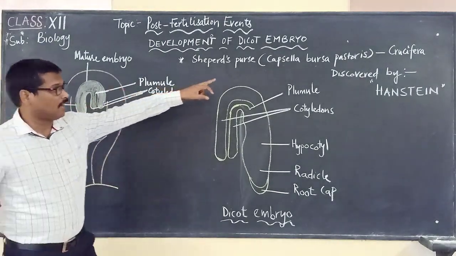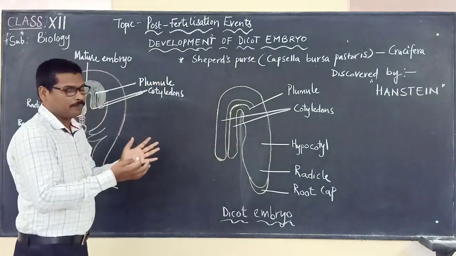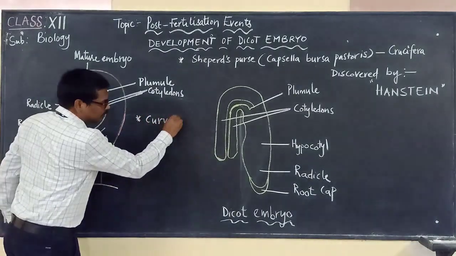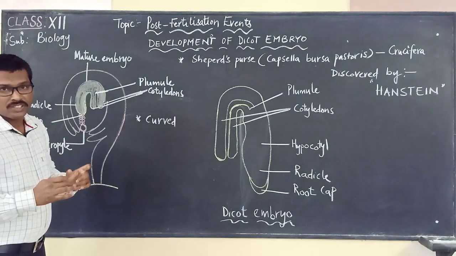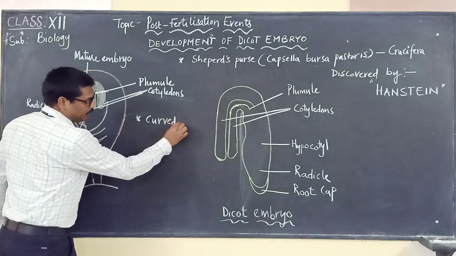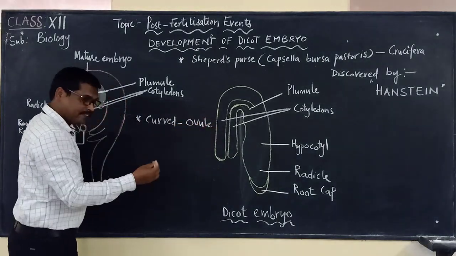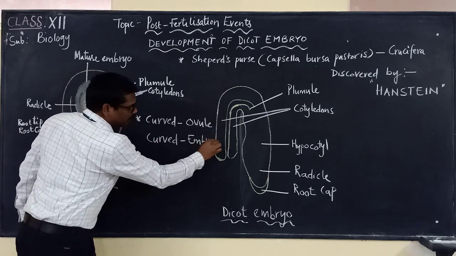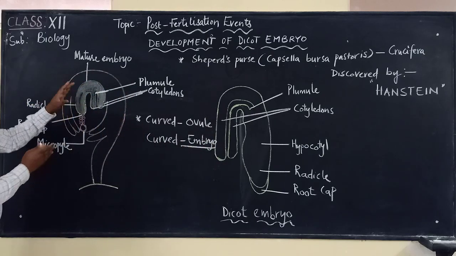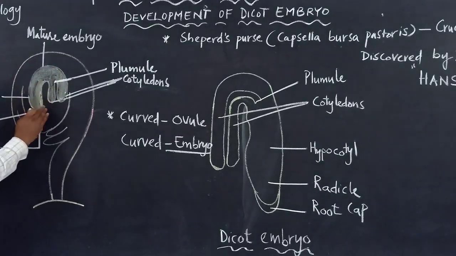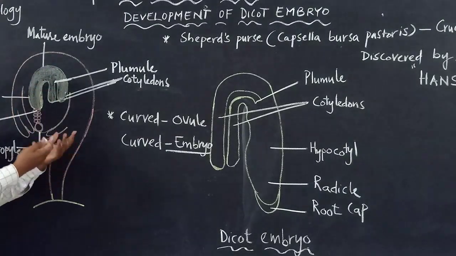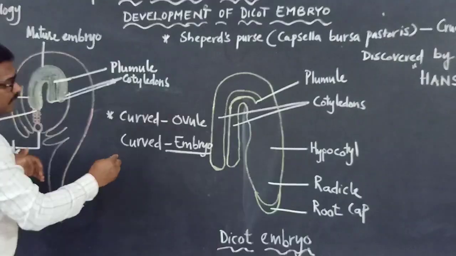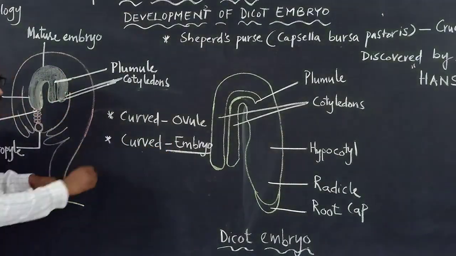So in Capsella, if you look at the ovule, the body of the ovule is curved, and due to this, the embryo also appears curved. The ovule is in a curved shape, and that's why the embryo also appears in a curved shape. Why is the embryo curved? Because the body of the ovule is curved in Capsella. So even the embryo appears curved in shape.